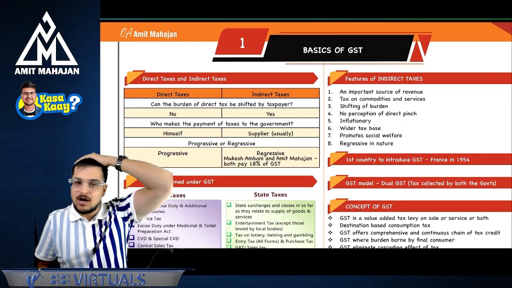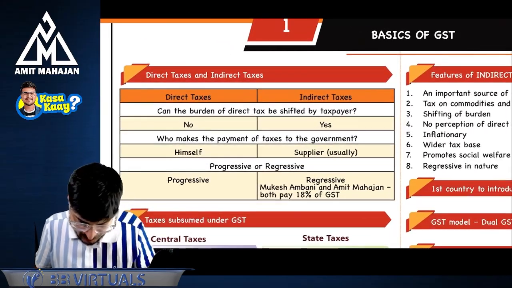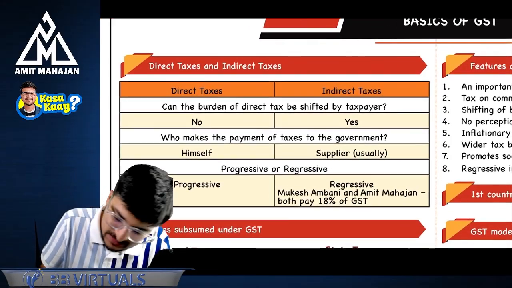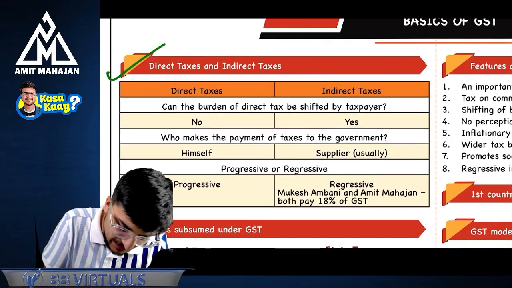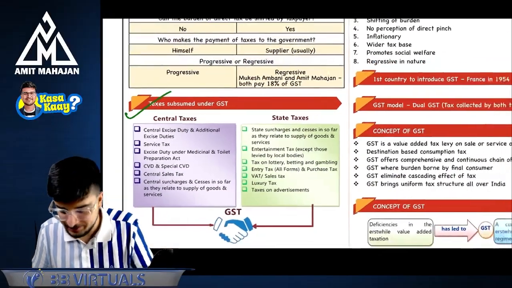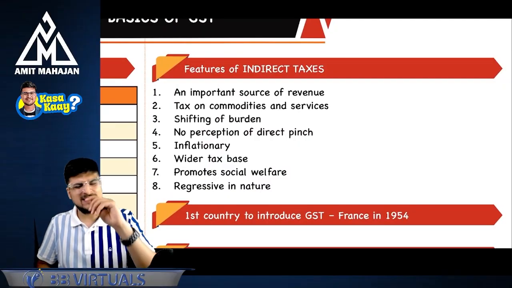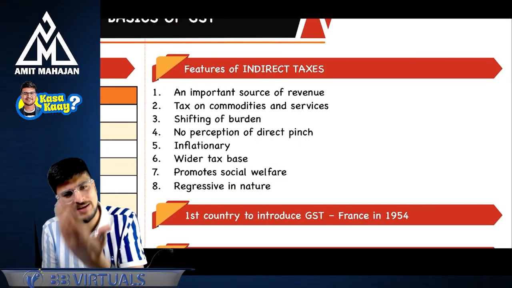Okay, guys, let's come to this point. So this is a Rapider. First of all, we have already seen this. So this is done: direct tax, indirect tax. Taxes which are subsumed under GST. This is also done. Perfect. Features of indirect tax. Let's come to this point. Now, this is a very basic point and you'll understand everything.